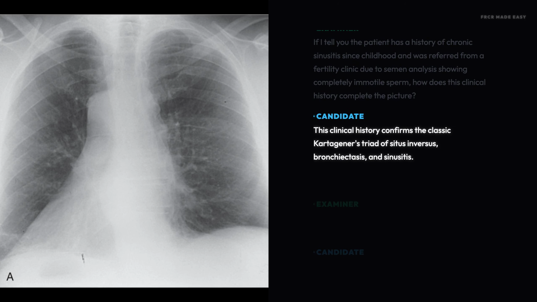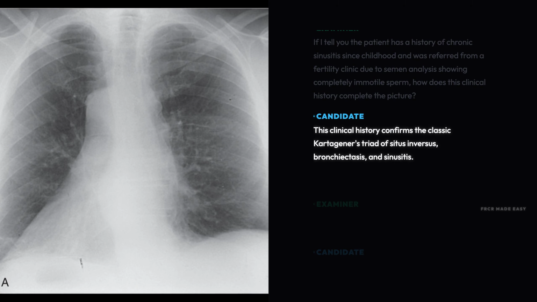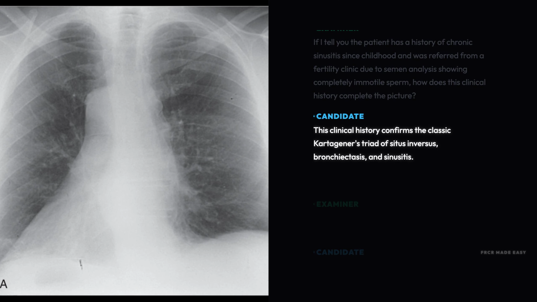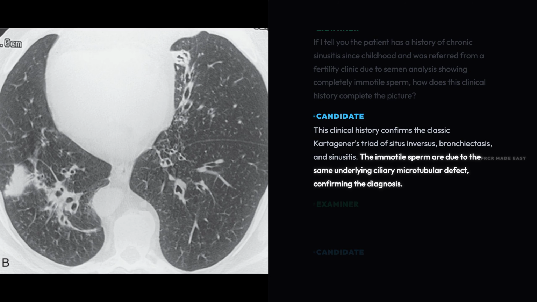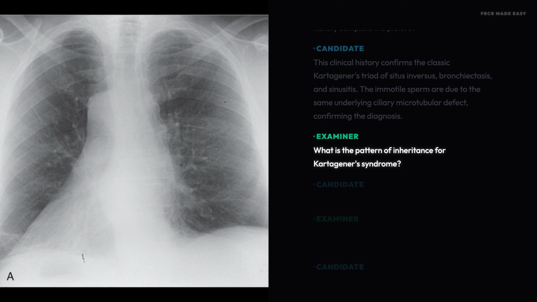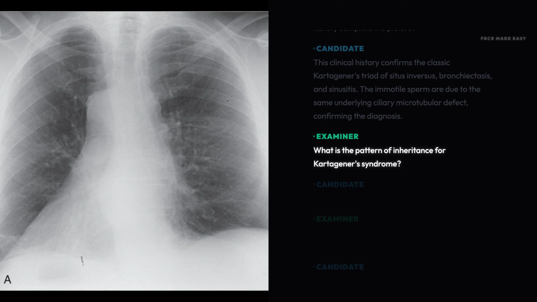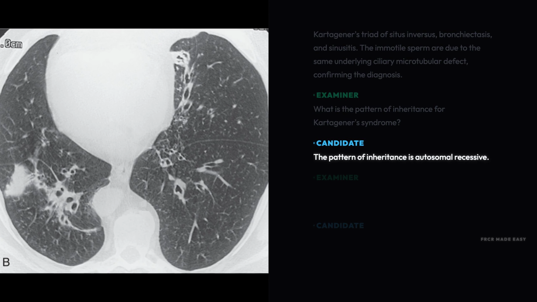This clinical history confirms the classic Kartagener's triad of situs inversus, bronchiectasis, and sinusitis. The immotile sperm are due to the same underlying ciliary microtubular defect, confirming the diagnosis. What is the pattern of inheritance for Kartagener's syndrome? The pattern of inheritance is autosomal recessive.